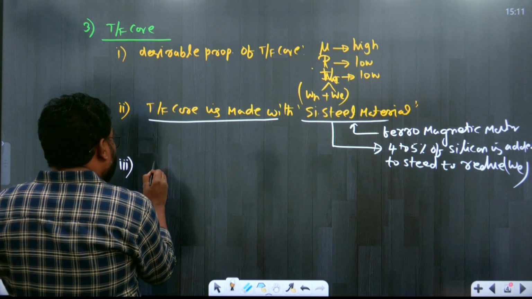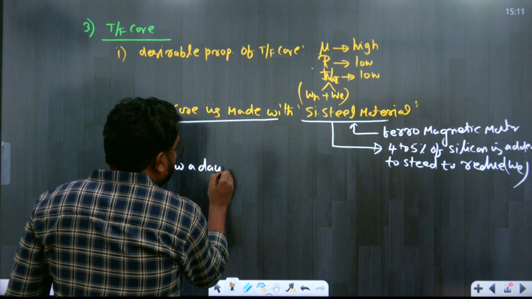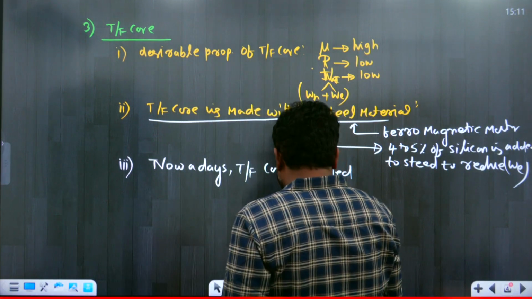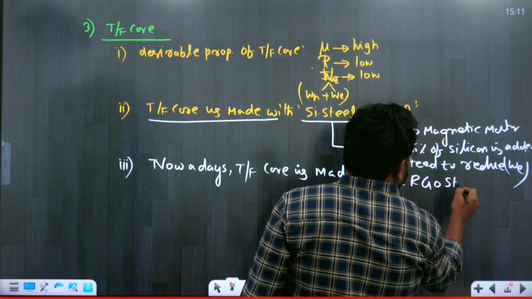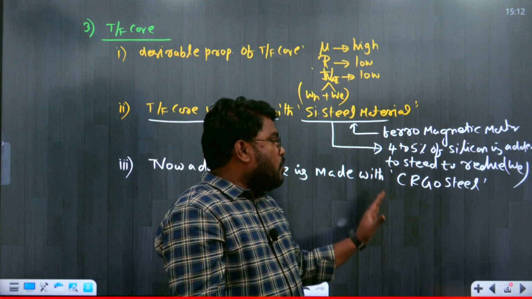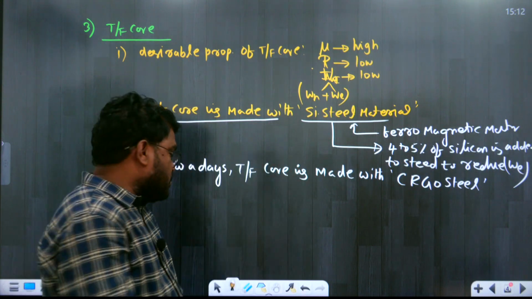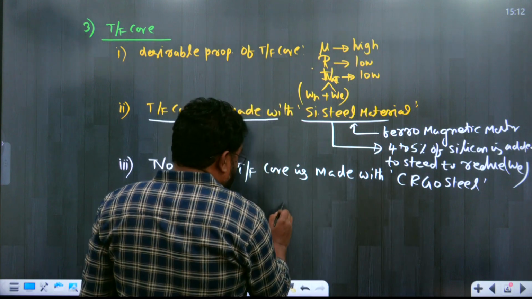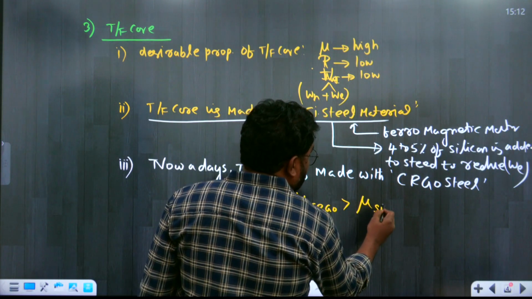Nowadays, the transformer core is made with CRGO steel. CRGO means cold rolled grain oriented steel. And what is the difference between CRGO steel and silicon steel? The permeability of CRGO steel is greater than the permeability of the silicon steel material.